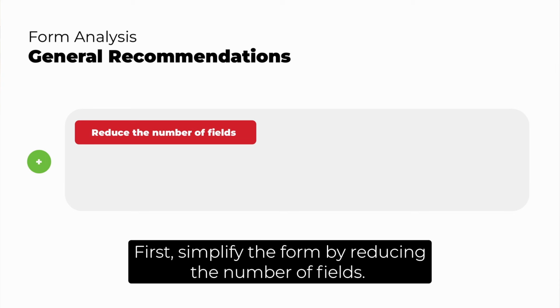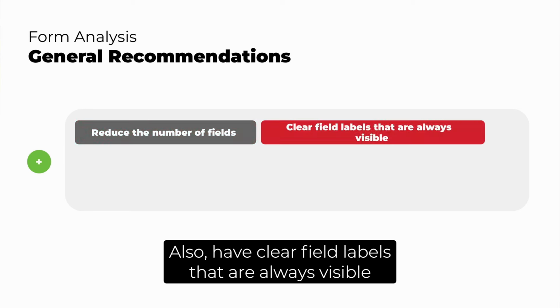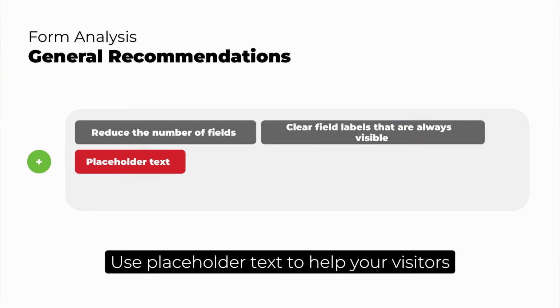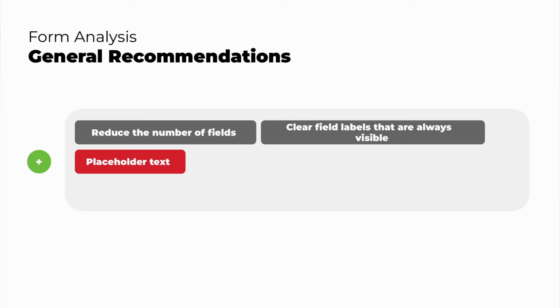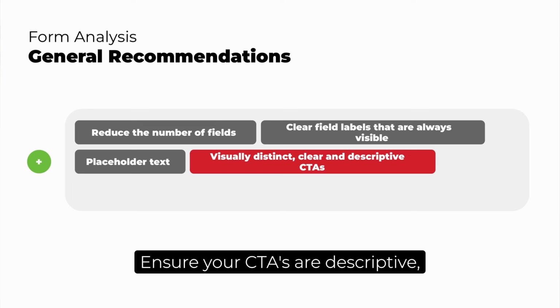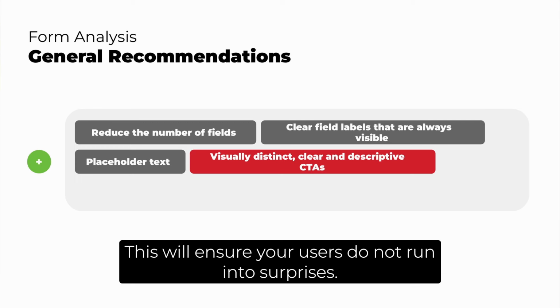If you need help coming up with ideas to improve your forms, let's cover some general recommendations. First, simplify the form by reducing the number of fields. A classic. Also have clear field labels that are always visible even when the user interacts with the field. Use placeholder text to help your visitors and arrange all fields in a logical sequence. Furthermore, having visually distinct and clear call to actions is essential. Ensure your call to action buttons are descriptive, managing the expectations of what users will get on the next page. This will ensure your users do not run into surprises.